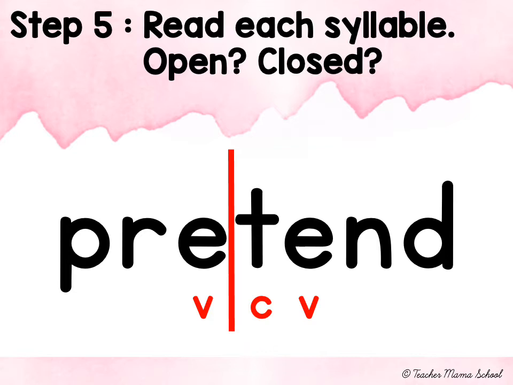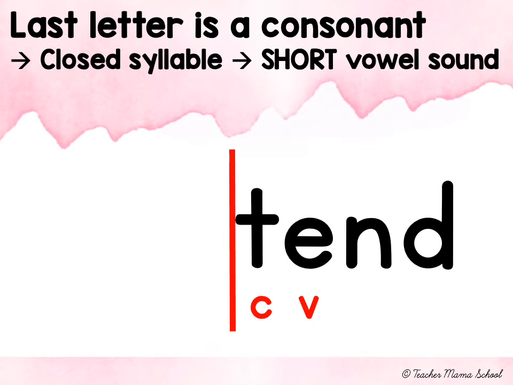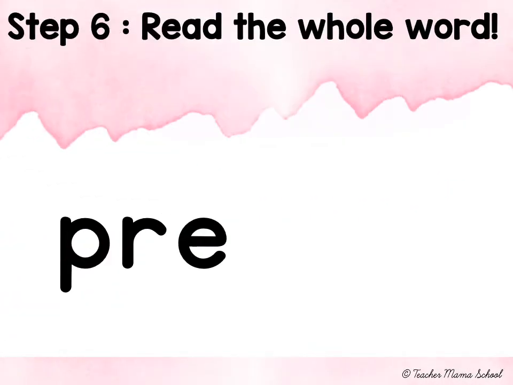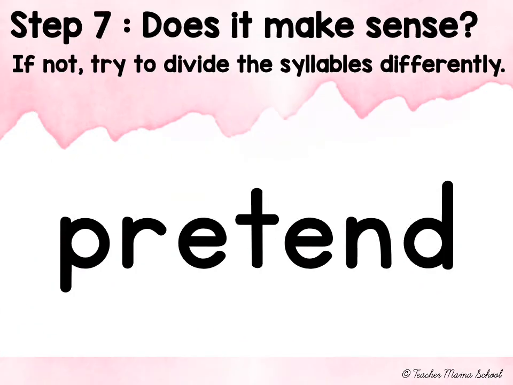Step 5, read each syllable, thinking about is it an open syllable or a closed syllable. In the first syllable, the last letter is a vowel, so it's an open syllable, meaning that the vowel is going to make a long vowel sound. P, r, e, pre. In the second syllable, the last letter is a consonant. This is a closed syllable, meaning that the vowel is going to make a short vowel sound. T, e, nd, tend. Now we're going to read the whole word. Pretend, pretend. Does it make sense? If not, try to divide the syllables differently.